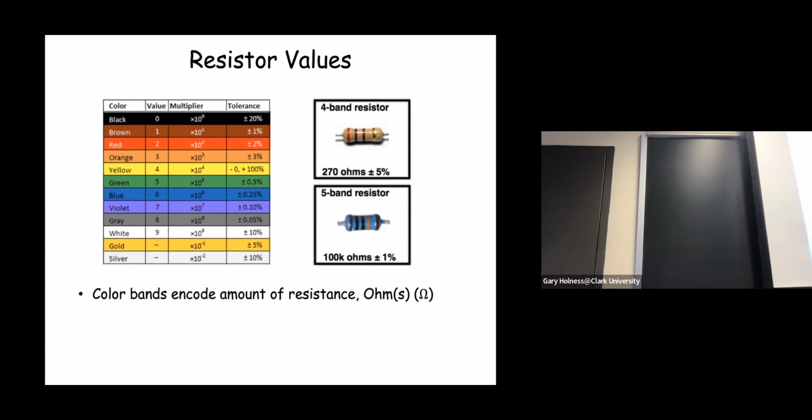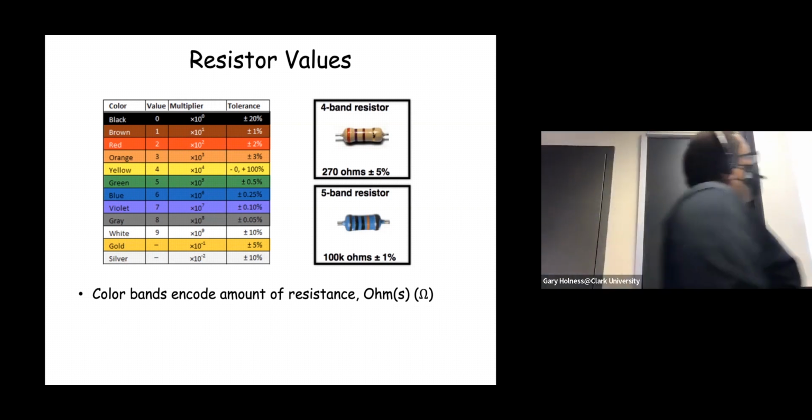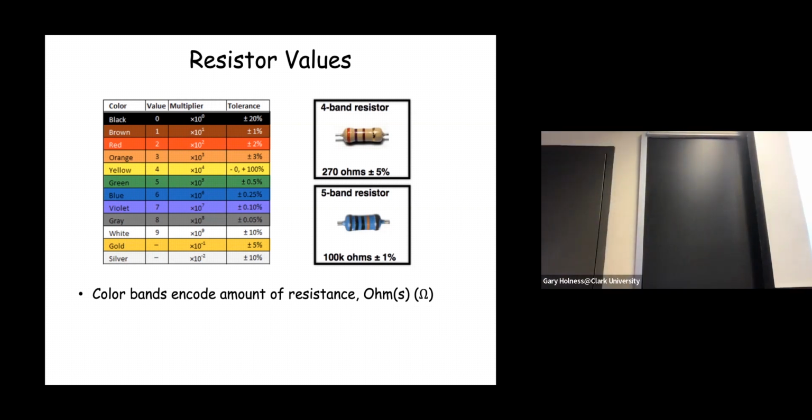Now, there are so-called four-band resistors. With a four-band resistor, of course, that last band here is gold. It's a tolerance of 5%, but the first three bands encode the resistance. The first band and the second band are numbers coded by this chart, but the third band in the four-band resistor, that's called the multiplier. And so here is an example. We have a 270 ohm resistor with a 5% tolerance.